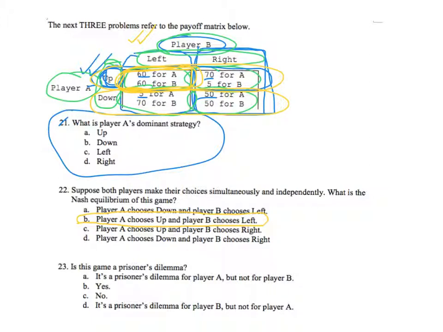Is this game a prisoner's dilemma? Well, the prisoner's dilemma is a classic type of game, and to be a prisoner's dilemma, there have to be a few things going on. One is that both players have a dominant strategy in a prisoner's dilemma, and here we see that both players have a dominant strategy. The dilemma part of a prisoner's dilemma comes from the fact that the Nash equilibrium in the prisoner's dilemma game is worse than some other outcome that's available, and here that condition is not met.